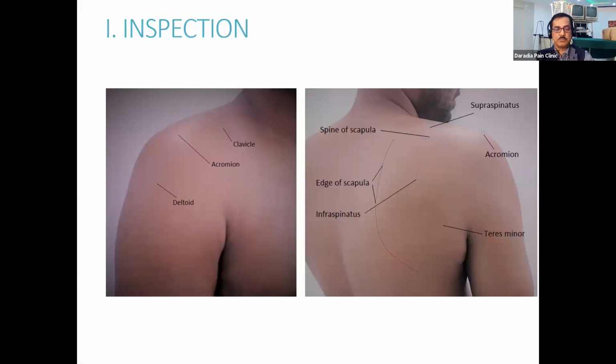Okay, so the first step is inspection. You should expose the area nicely, and try to understand some of the bony landmarks, like the tip, which is your acromion. You can see the clavicles also. Posteriorly, you can see the spine of the scapula, the edge of the scapula. You should also remember the muscle covering it wholly, your deltoid muscle. Here is your supraspinatus muscle, here is your trapezius muscle, and below the spine of the scapula is the infraspinatus muscle. Infraspinatus and teres minor might be difficult to differentiate clinically because they are very close. So these are the inspection findings.